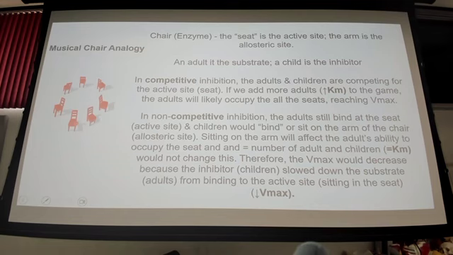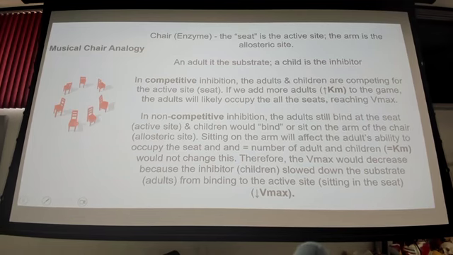Remember the musical chairs analogy? Hopefully this helped you guys. Maybe not, but just say yes, please. Yes. Thank you. Is the musical chairs gonna be on the exam? No.